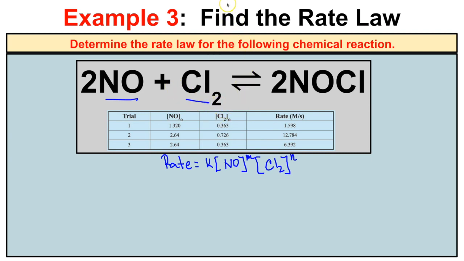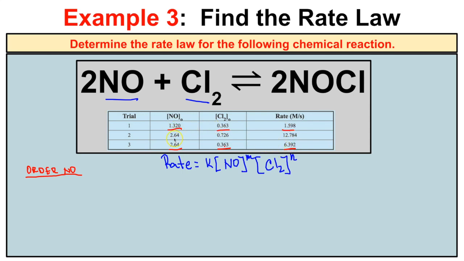And so what we have to do now is figure out the order of reactant NO and this reactant right here, Cl2. So let's figure out the order of NO first. To figure out the order of NO, we have to hold the concentration of Cl2 constant, and we do so in trial 1 and in trial 3. If we hold Cl2 concentration constant in trial 1 and trial 3, let's take a look at the concentration of NO, and let's also take a look at the rate.